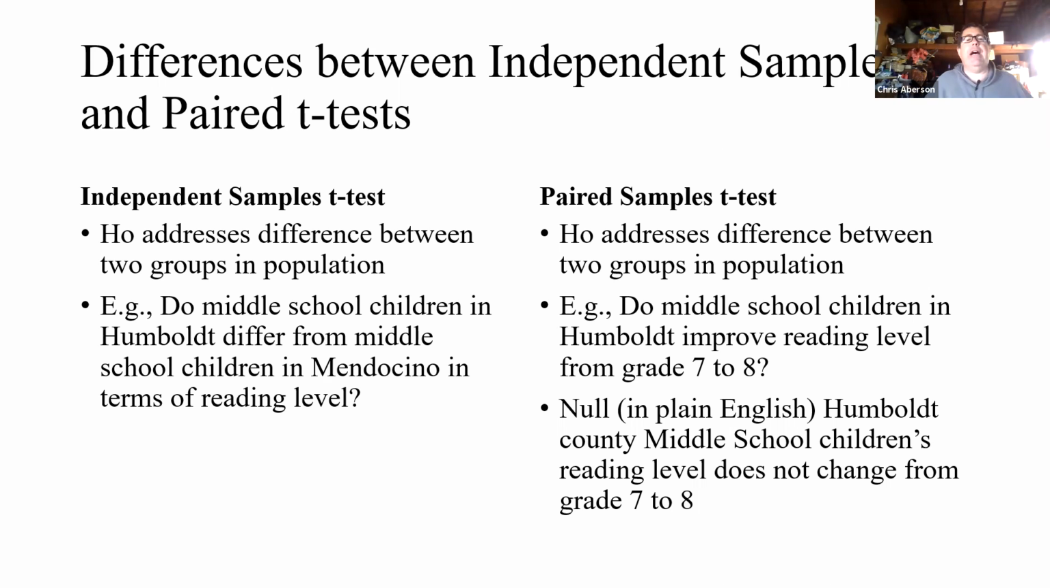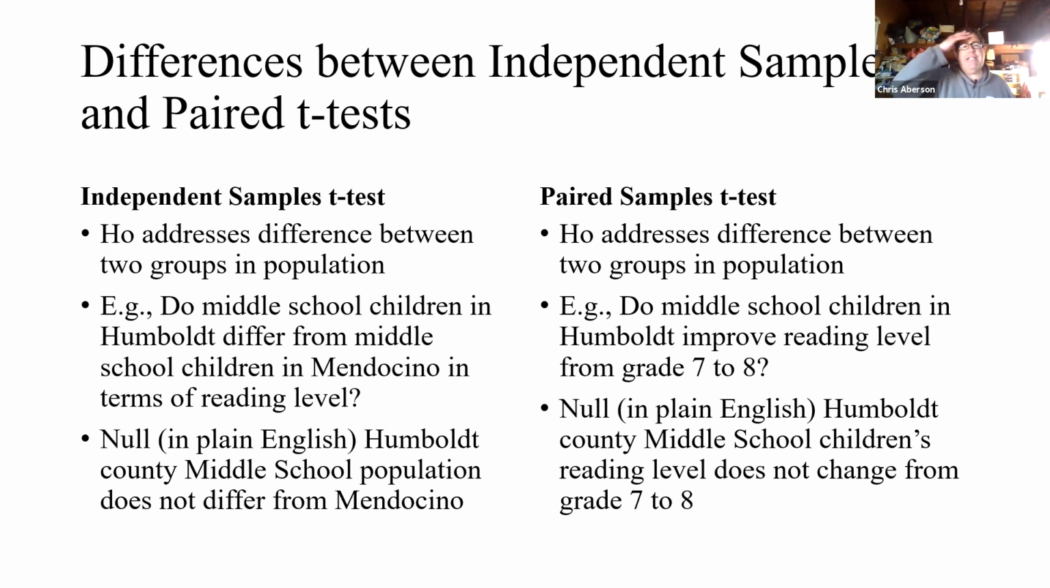Putting an example to this, an independent samples t-test might compare middle school students in Humboldt County with middle school students from Mendocino in terms of where they stand with reading level, whereas a paired test might look at seventh graders and then follow them to the next year when they're eighth graders and see if their reading levels improved. In terms of null hypotheses, Humboldt County and Mendocino don't differ would be for the independent samples. And then for the paired samples t-test, reading level doesn't change would be a reasonable statement.